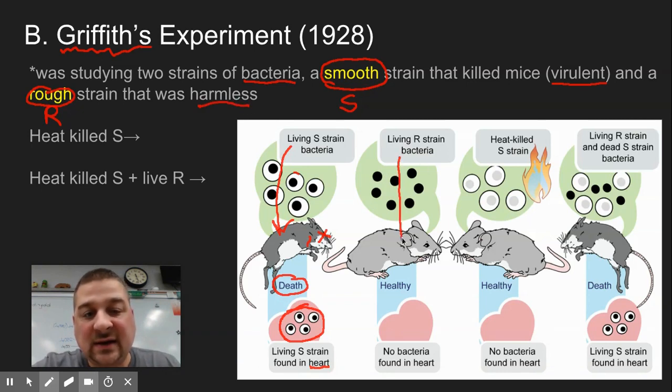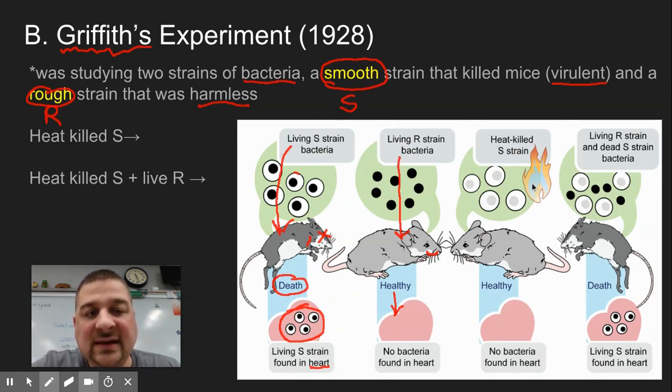So when he injected the R strain into the mouse, the mouse is happy, because the immune system can fight it off. After several days, he took a blood sample, and there was no bacteria. The immune system had fought it off. So S strain caused death, R strain harmless. The mouse lived. Then he started doing some experiments, extending that.